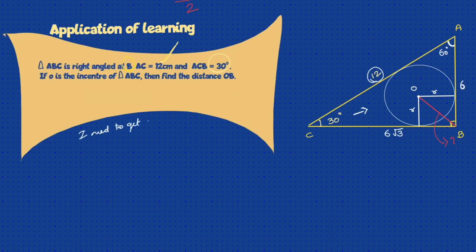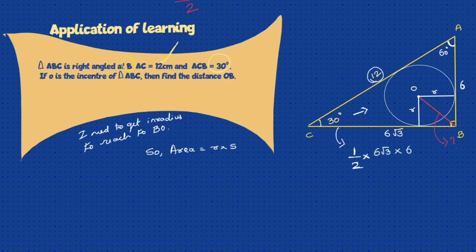Now what do I need? I need OB. OB I can get if I can get the inradius. If I can get the inradius, I can apply 45, 45, 90 because I know there is a square that is forming there. So all I need to do is get the inradius. Where can I get the inradius? In the formula of area. We have learned area is equal to R into S. So I need to get it by this.